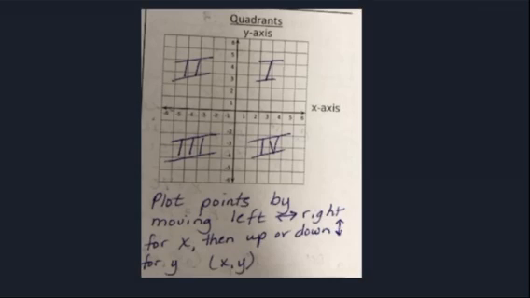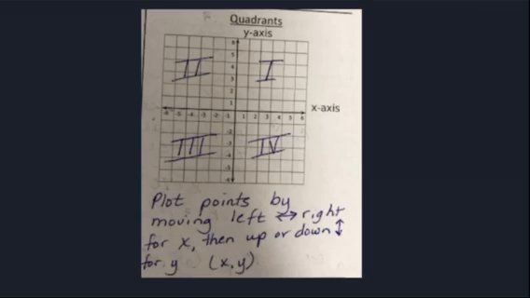Our quadrants, you need to know your quadrants, so this is something good to put on your EOG review. Remember, we plot our points by moving left or right first, so we always start at the origin. That's our starting point, 0, 0. We move left or right first, and then we move up or down second for y. So let's say I had the point 3, 4. I'm going to start at 0, 0, and I'm going to move to the right 3, and then I'm going to move up 4, and then I will plot my point. So that point would be in quadrant 1.